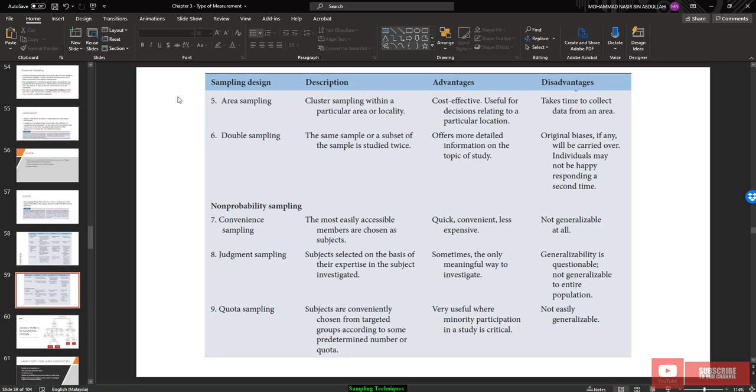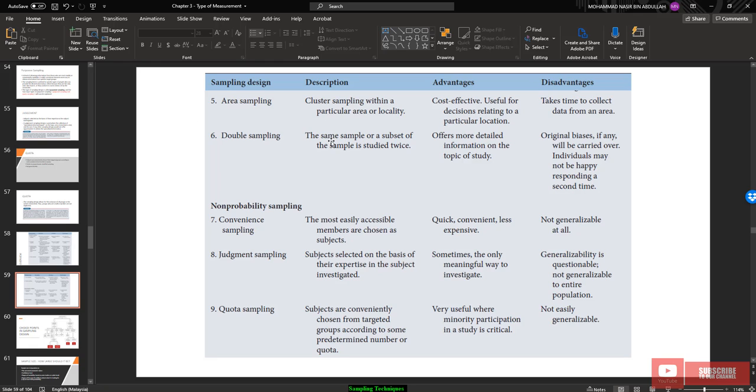Now look at area sampling. Cluster sampling within a particular area or locality. Right. The advantage is that it is cost effective and useful for decisions relating to a particular location. It takes time to collect data from an area. So this is the disadvantage.